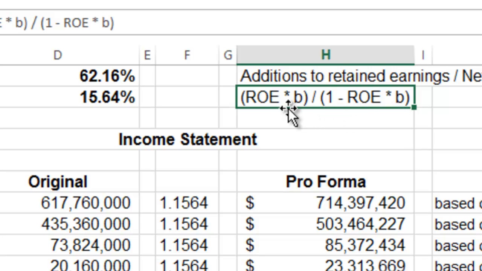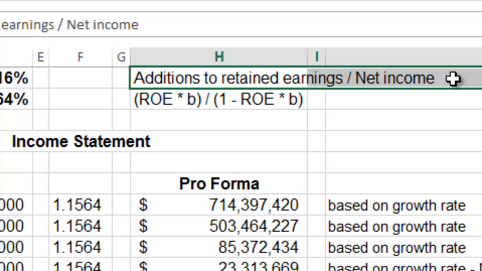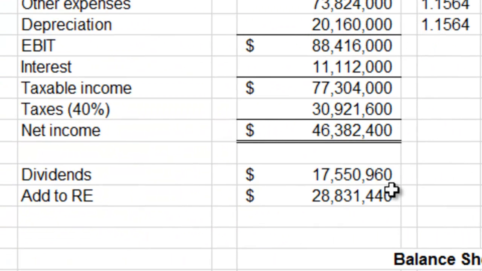The retention ratio simply tells us what percentage of the firm's net income gets retained and added to retained earnings on the balance sheet. So here's the formula for computing the retention ratio. It's simply additions to retained earnings divided by net income. We knew last year we had $46 million of net income, and out of that $46 million, $17 million and change was paid out as dividends.